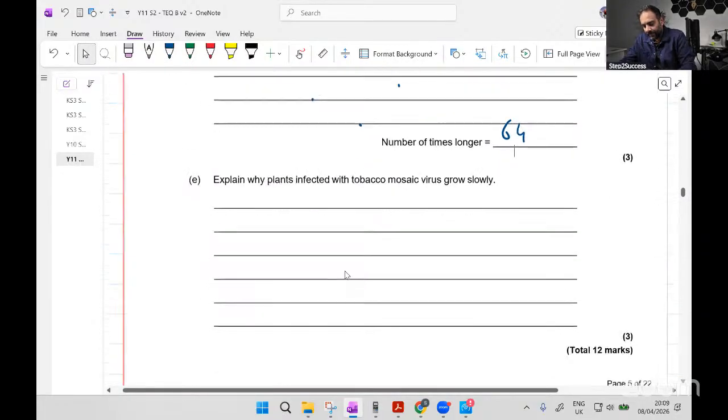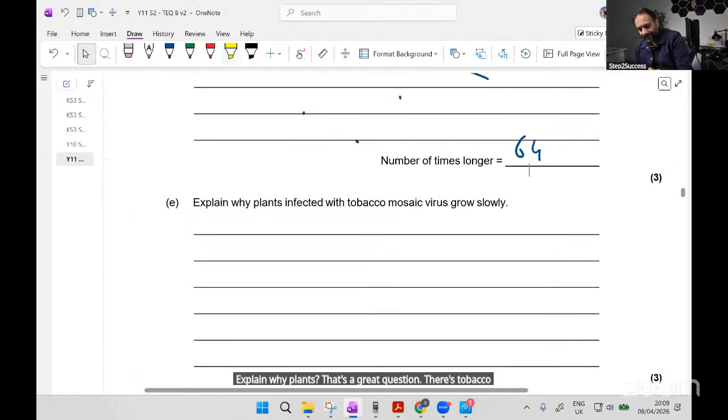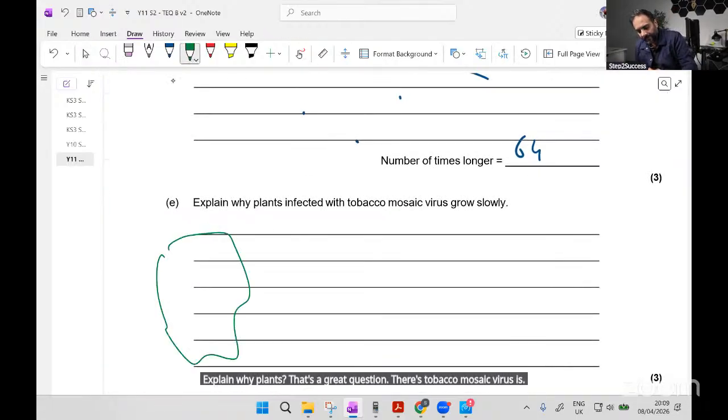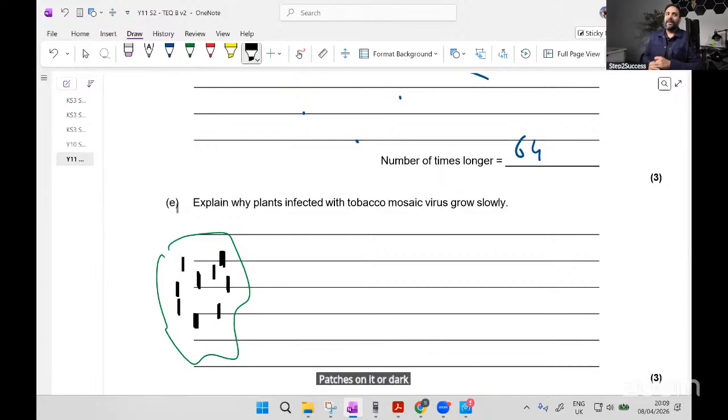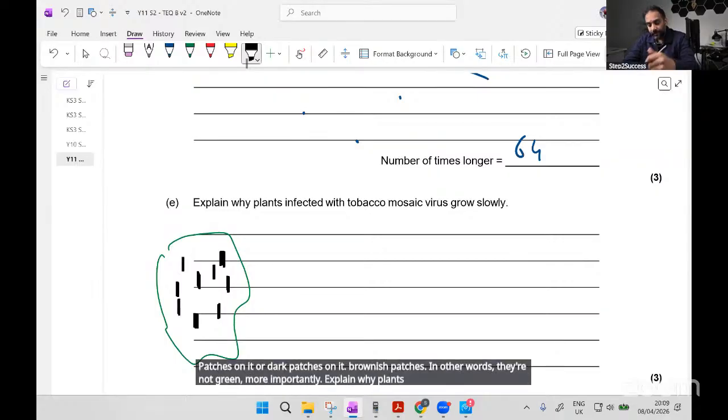Explain why plants. That's a great question. This tobacco mosaic virus is like when you have a leaf and it has these black patches on it, or dark patches, brownish patches. In other words, they're not green, more importantly. Explain why plants infected with this grow slowly.